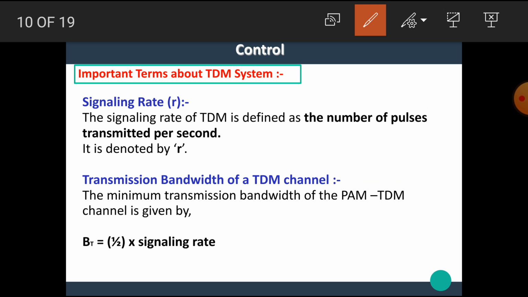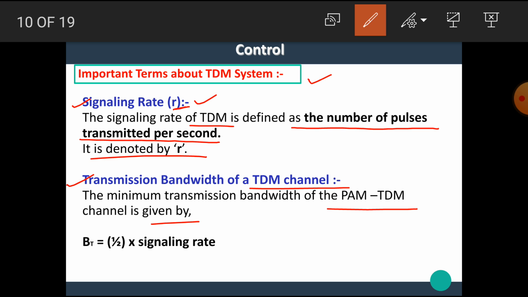Now let's consider some important terms about the time division multiplexing system. The first one is signaling rate, and it is shown by the symbol small r. The signaling rate of TDM is defined as the number of pulses transmitted per second. That means in 1 second, how many pulses are transmitted. This is known as the signaling rate and it is denoted by small r. The next term is transmission bandwidth of a TDM channel. The minimum transmission bandwidth of a PAM TDM channel is given by Bt = 1/2 × signaling rate, that means 1/2 × r.